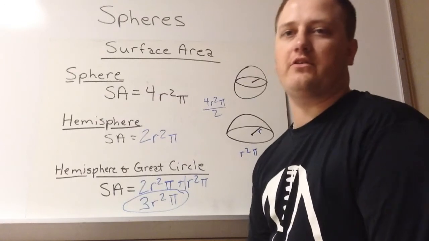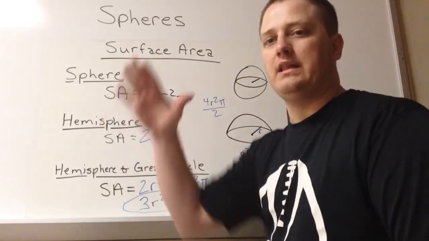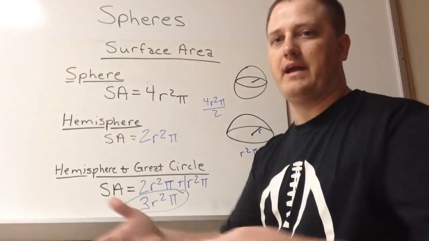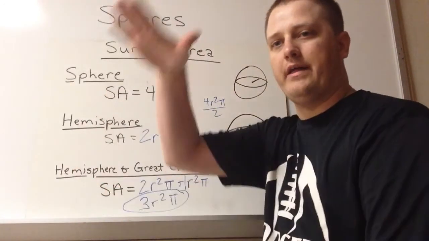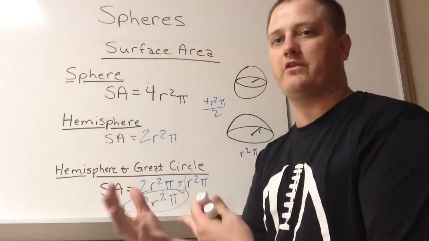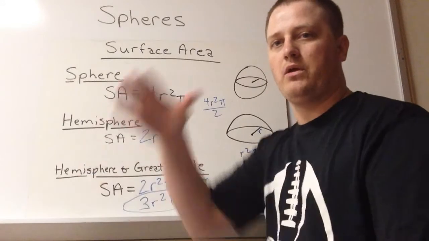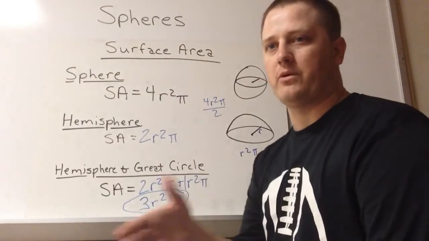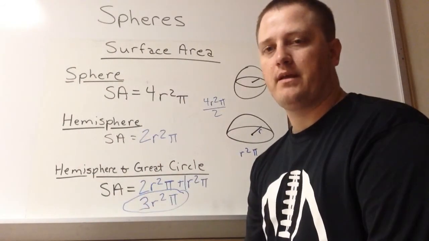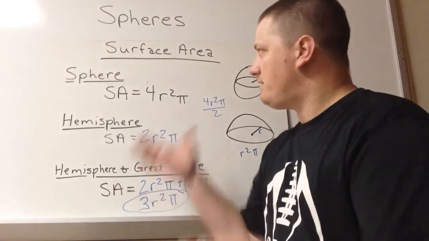When you think about the great circle, think of a bowl and the lid that goes on top of that bowl. So you've got your hemisphere bowl and then a lid that goes on top. So we want the surface area of the outside of the bowl plus the lid covering it before we put it into the refrigerator. So this is surface area.